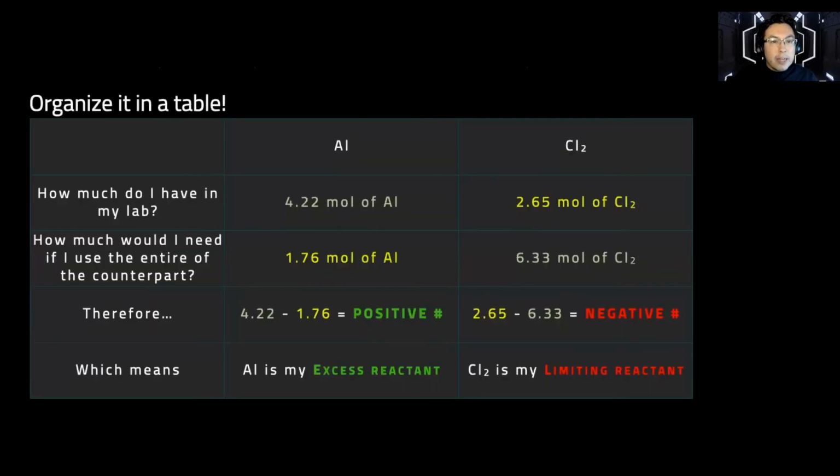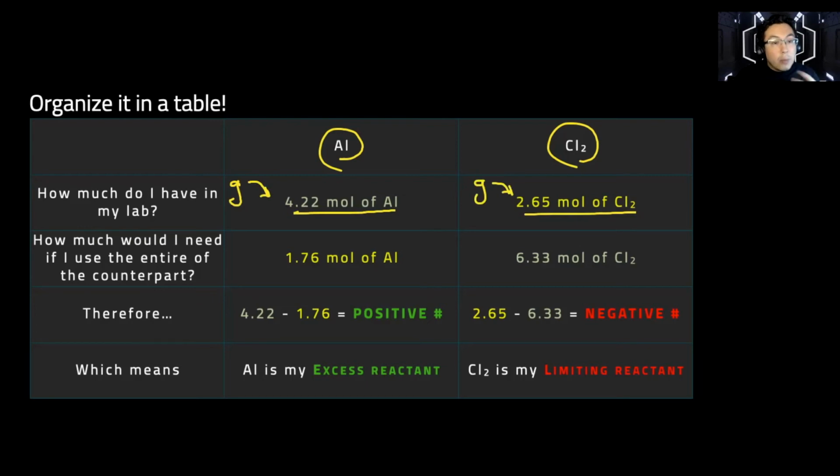You can also organize this in a table, right? At the beginning, you can put the amounts, the compounds or the elements that you're given, and think, how much do I have in my lab? These are the amounts provided in grams; change them to moles, right?